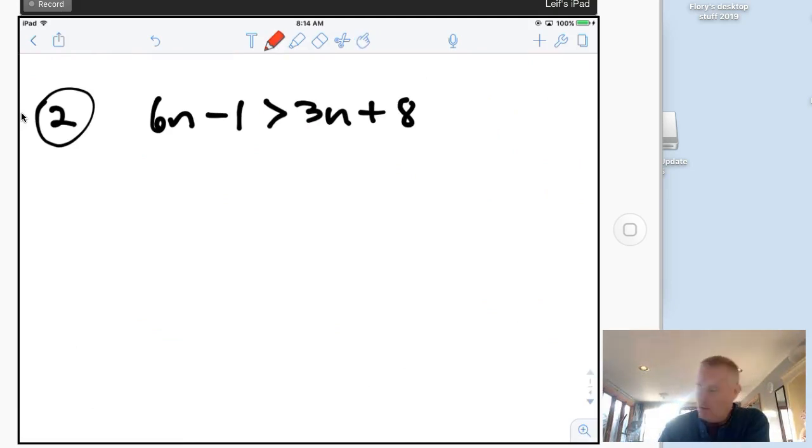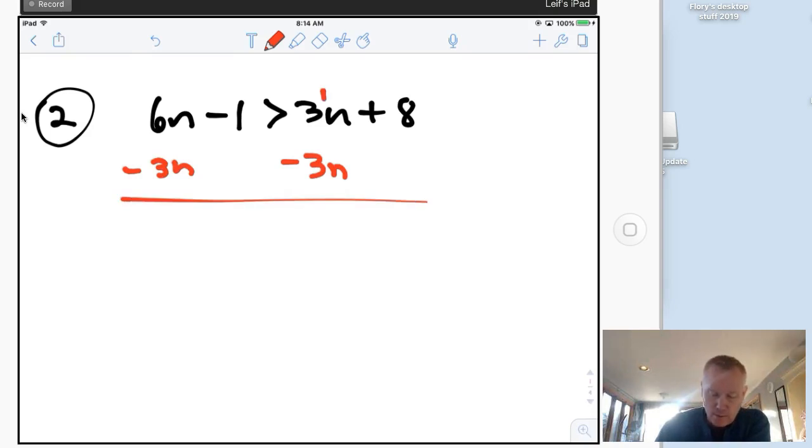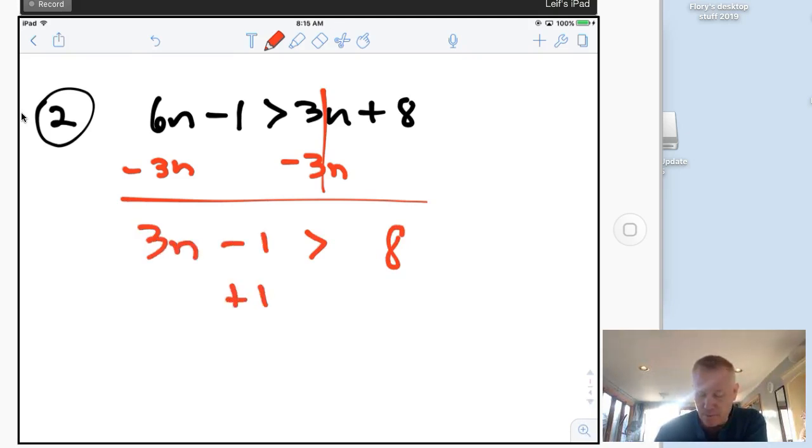Next one. So I want to bring my letters or variables to one side and the numbers to the other. So I'm going to start by subtracting 3n, which is not the only way to start, but it's the way I'm going to do it. 6n minus 3n is 3n. Now I need to move the minus 1. The opposite of subtracting 1 is adding 1. So I get 3n is greater than 8 plus 1 is 9.